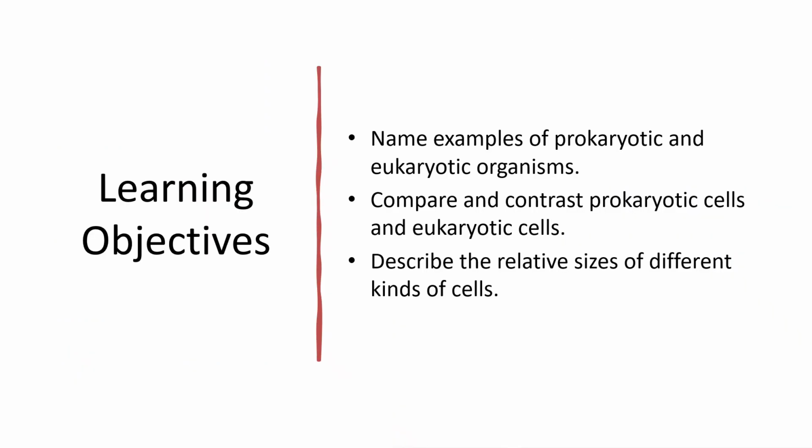By the end of this lesson, you'll be able to give examples of prokaryotic and eukaryotic organisms, explain the differences between these two cell types, and describe how cell size influences cellular function and organization.